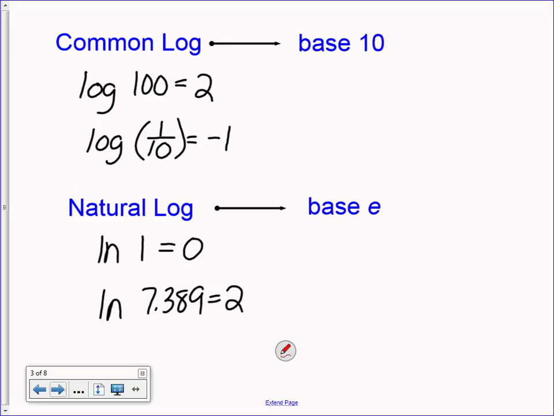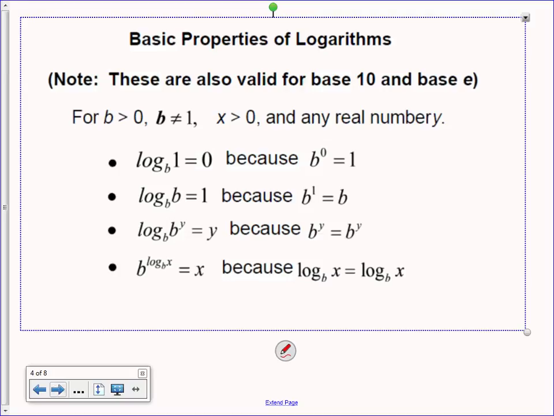All right, here's a little bit more about the common log and the natural log. Common log is base 10, so again, anytime you see log without the base, it's understood to be a 10. And then natural log, anytime you see ln, it's understood to be base e. Okay, next we're going to look at some basic properties of logarithms, and these really come from the exponential form. And these are also valid for base 10 and base e.